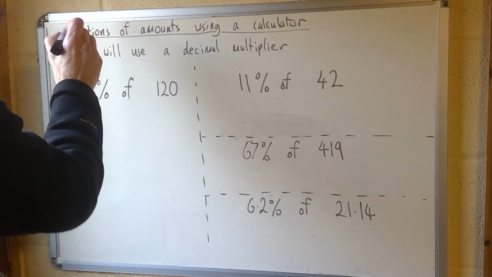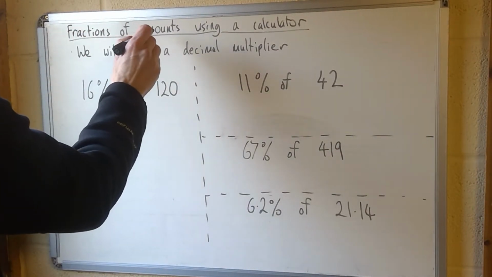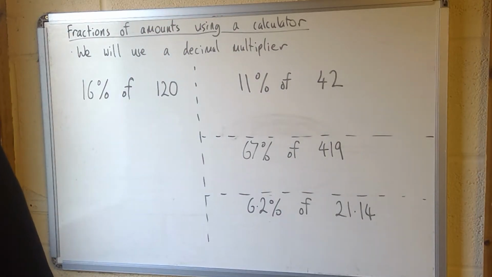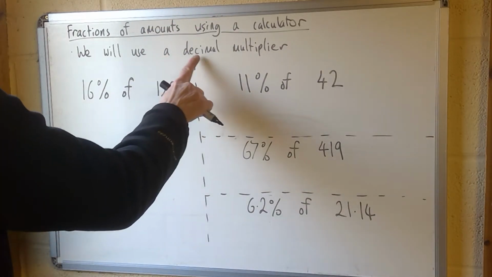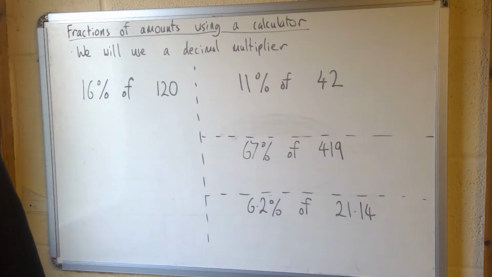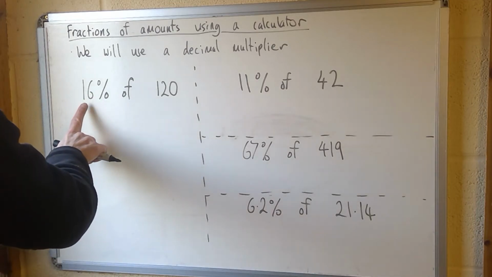Okay, today we're going to be calculating fractions of amounts using a calculator. And to do this, we're going to be using what we call a decimal multiplier. In the past, we'll have calculated percentages without using a calculator. So we might have done something like this.